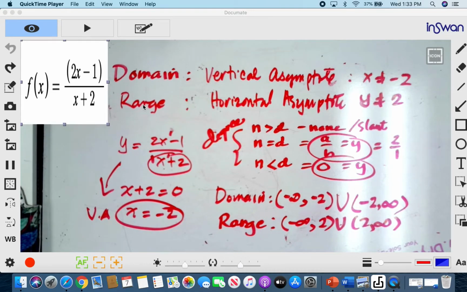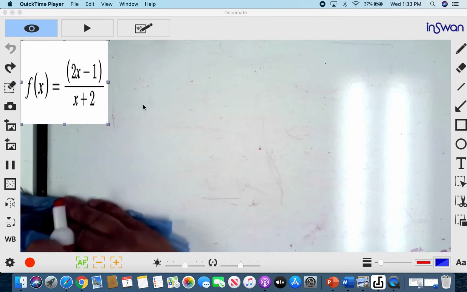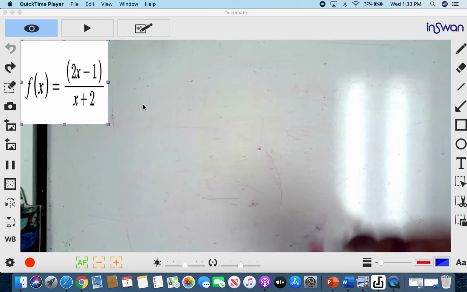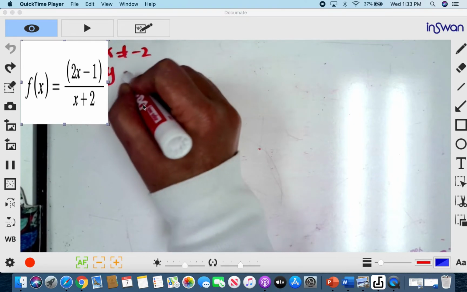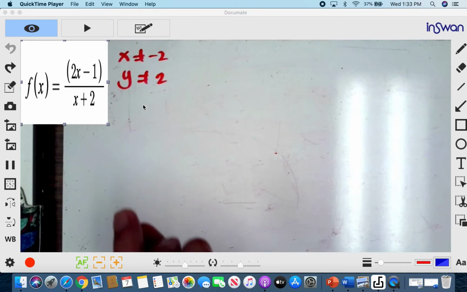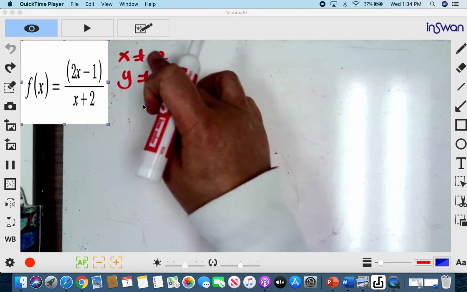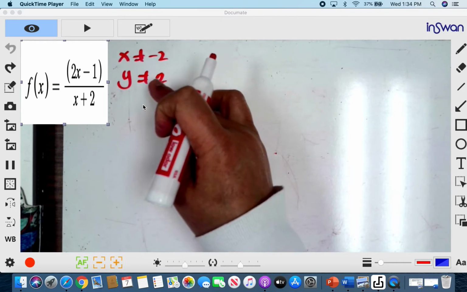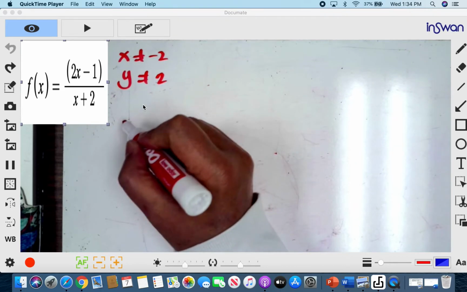So let's try to find out the domain and range of the inverse function. It means that we will just have to flip. Now remember, the function itself has a domain of x is not equal to negative 2 and a range of y is not equal to 2. Based on this principle, we can just flip. So therefore, the inverse will have a domain of x is not equal to 2 and a range of y is not equal to negative 2. So let's find out if that is true.